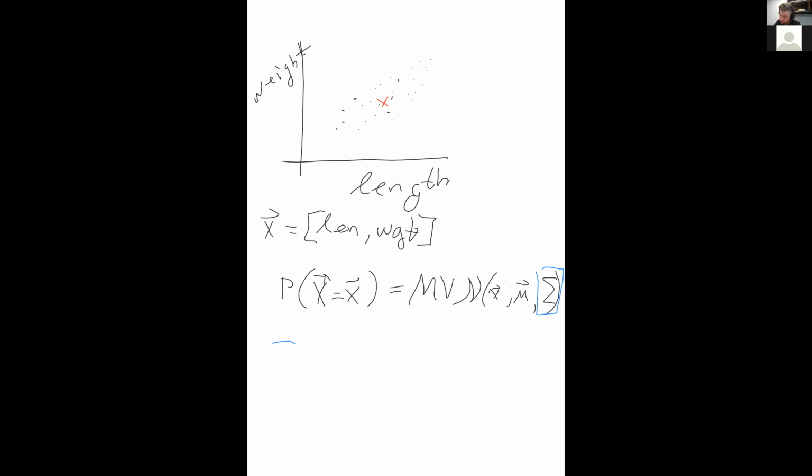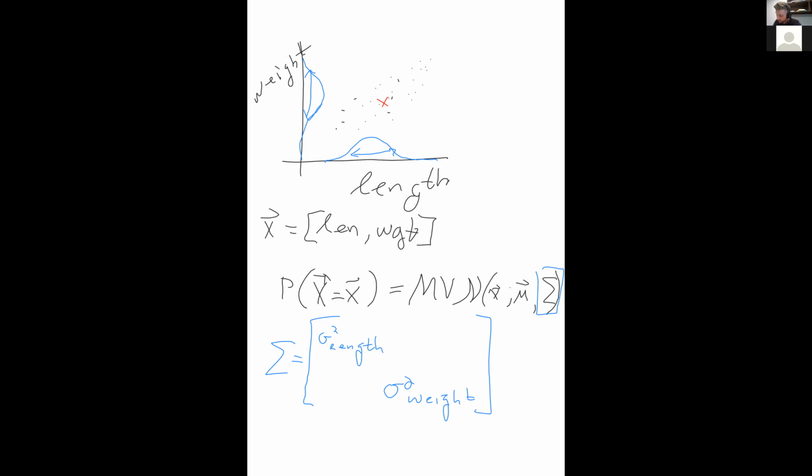So, we can write sigma is equal to this matrix. And on the diagonals, we've got sigma squared length and sigma squared weight. And those still correspond to the width. So if we looked at the projection of this data set onto these axes, this width would be sigma squared length. This width would be sigma squared weight.